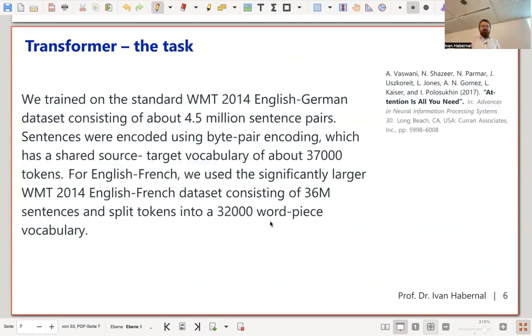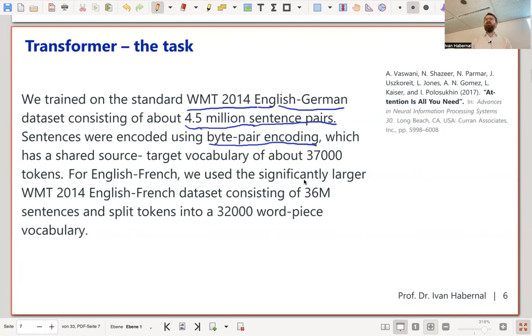And what they used here, they actually did it for machine translation. So WMT 2014 is one of the standard, or used to be one of the standard data sets for machine translation. You have over 4 million sentence pairs in both languages. This is quoted from the paper, so now you will understand everything. So okay, we have a data set of sentence pairs. Sentences were encoded using byte pair encoding.